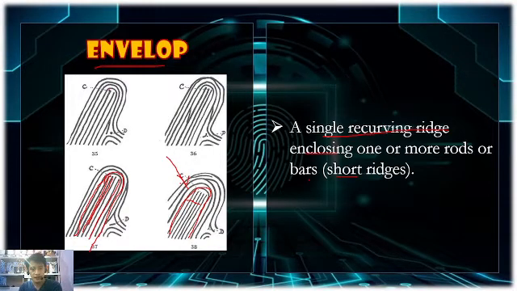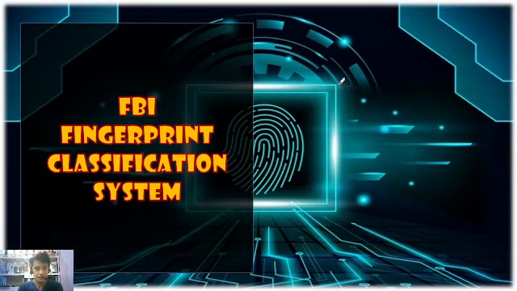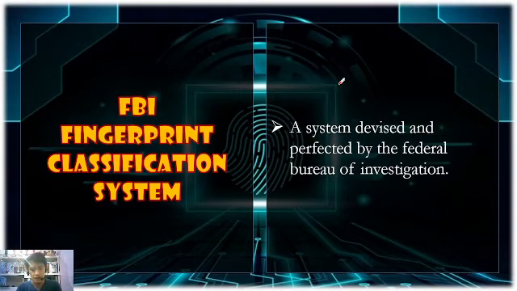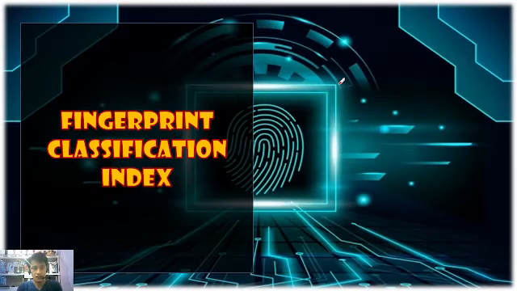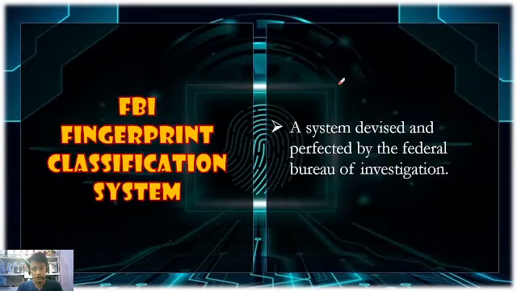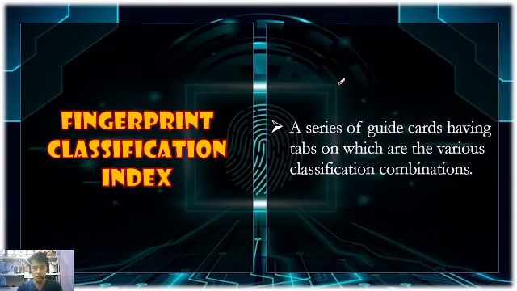Okay, and then next, in our definition of terms here is the FBI fingerprint classification system. By the word itself, it is a system devised and perfected by the FBI, and this is the one that they are using in their organization. And next, fingerprint classification index naman is a series of guide cards having tabs on which are the various classification combinations, or yung ginagamit nila na card. We are just referring to the cards that they are using.